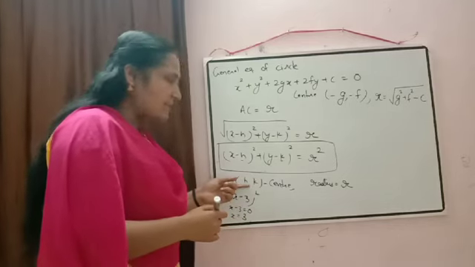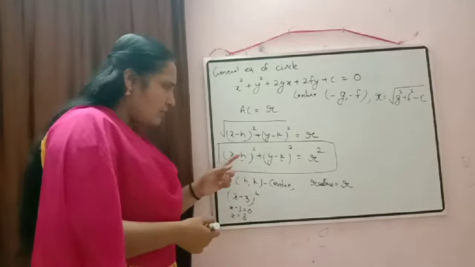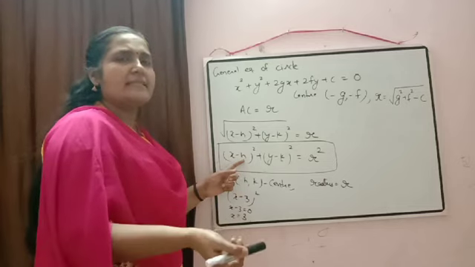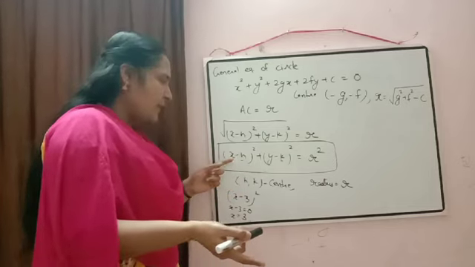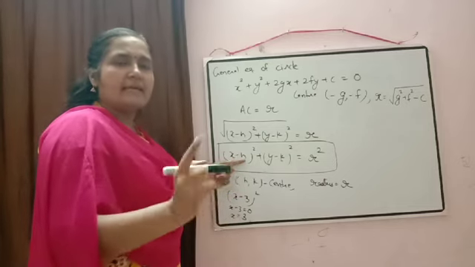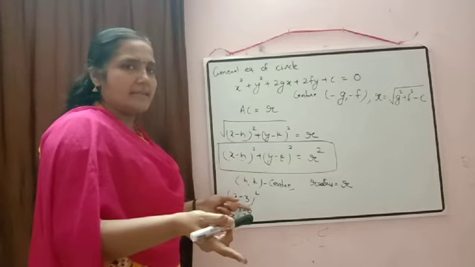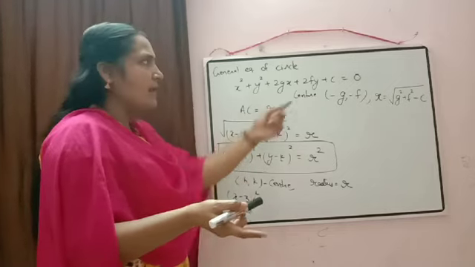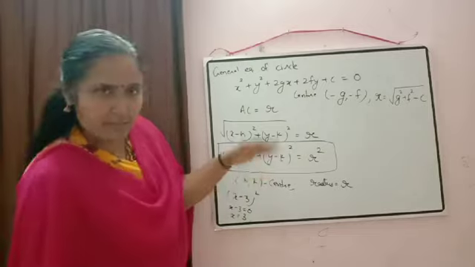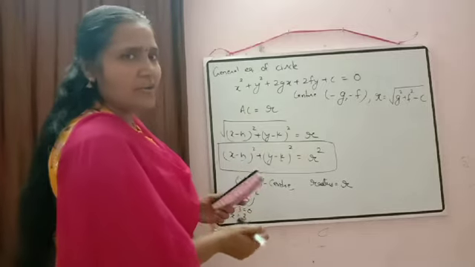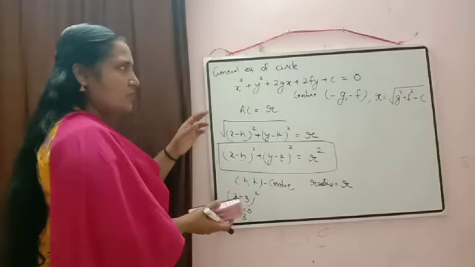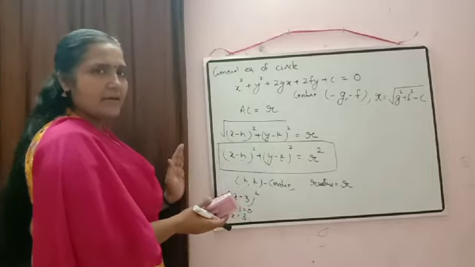So the value of h you have to take 3, or whatever is the sign here, just change the sign of that number. If it is x plus 3, then the center will be equal to minus 3. So either you can use this formula or this formula. I will explain you both, and whichever is easy for you, you can use. I hope these two formulas are clear to you.